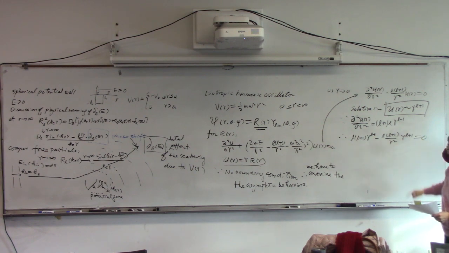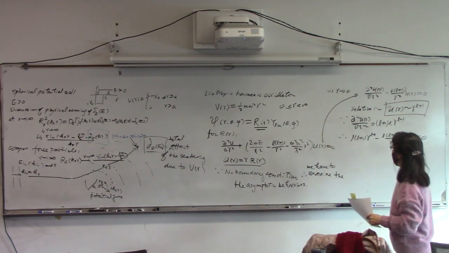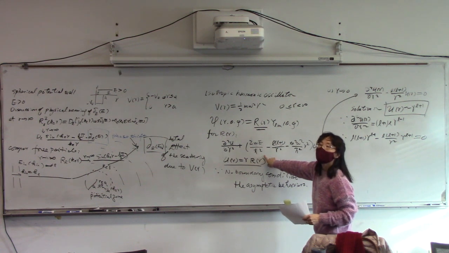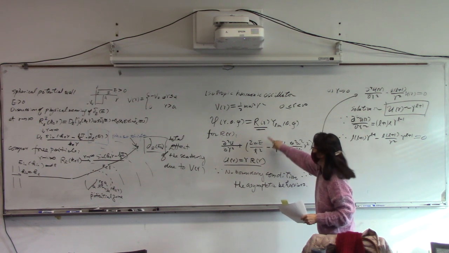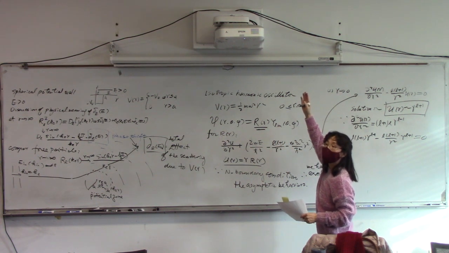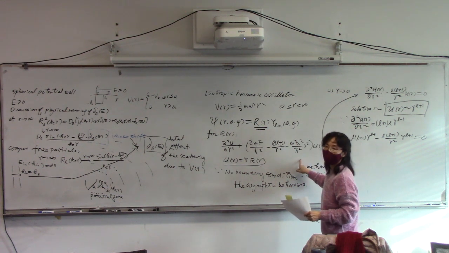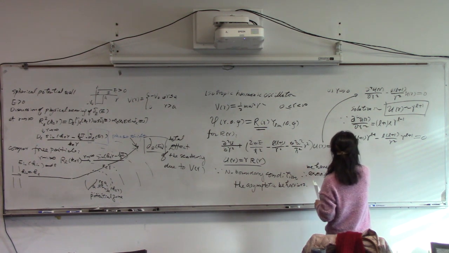Are we saying the 2mE over h bar squared is just really small? Yeah, this is a constant, and when r goes to 0 this other one goes really big. So these two we ignore. Okay, now how about the second one?